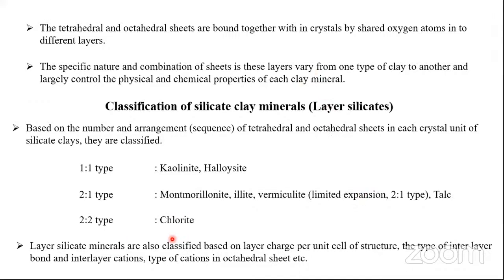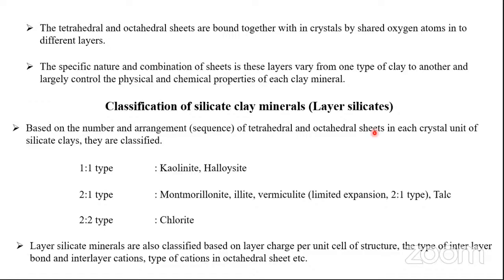Okay, I hope so. Anyhow, the 2:2 type is chlorite. The 2:2 type means we additionally get another lattice structure. We will see in the coming slides why chlorite is called 2:2 type. And in the 2:1 type, there are also two types: expanding type and non-expanding type. We will discuss all those things. So based on the arrangement of layers and the bondings, we get these types of clay minerals. Now we will see what those are.